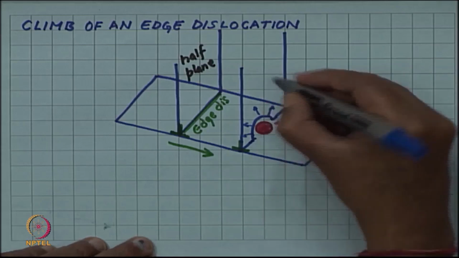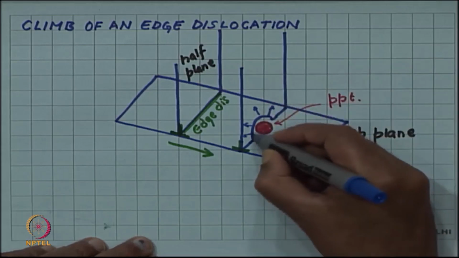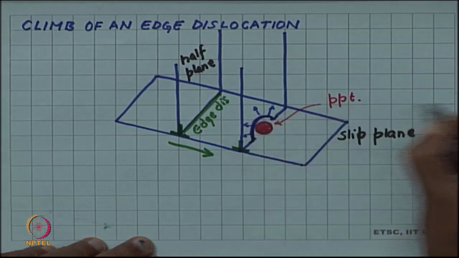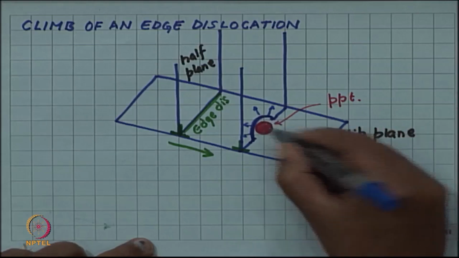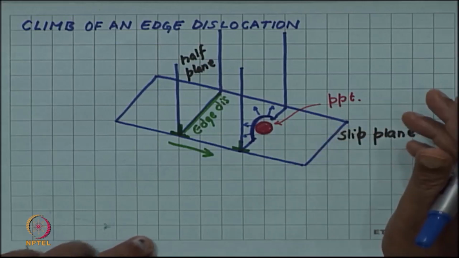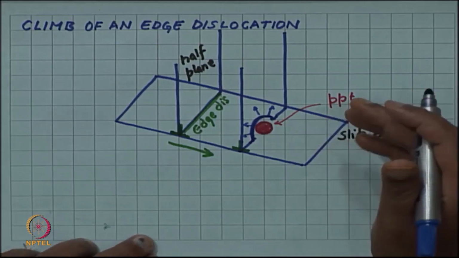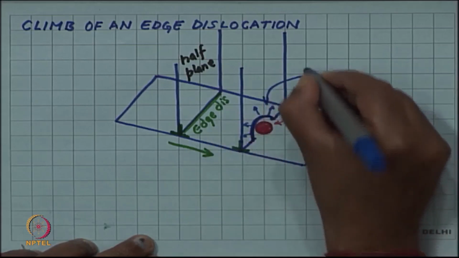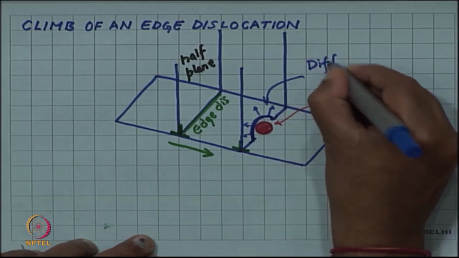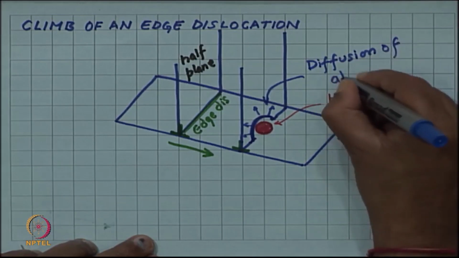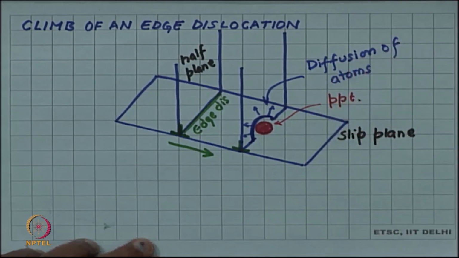Which is what we call climb up. So, this segment of the dislocation line has climbed up and thus is able to avoid the precipitate, and the dislocation line can continue to move. This does not require any higher stress, only requires a higher temperature for this diffusion to happen. So, diffusion of atoms are involved in the climb of edge dislocation.